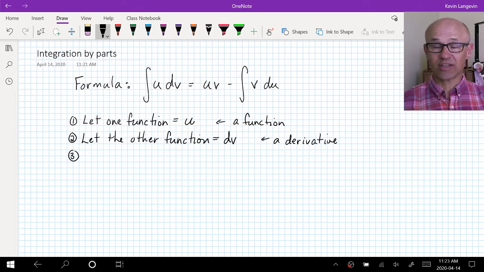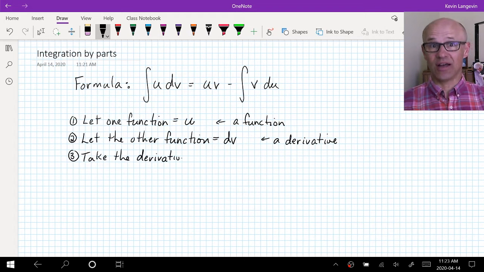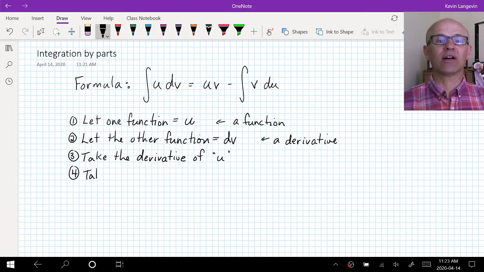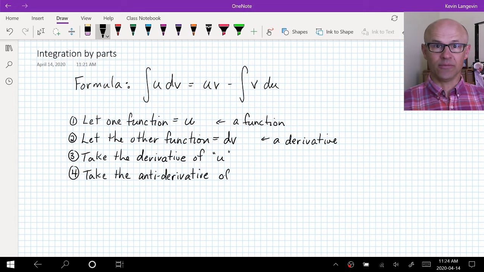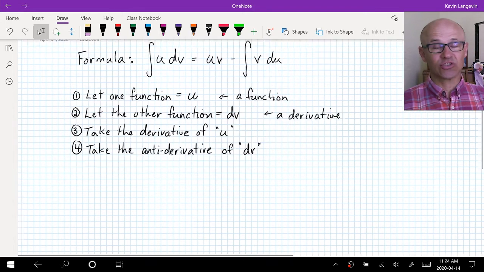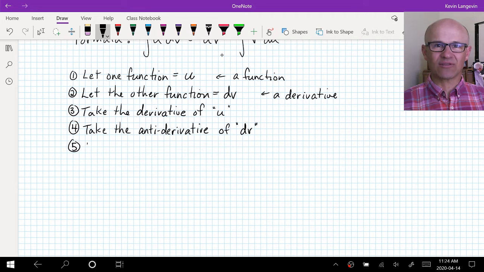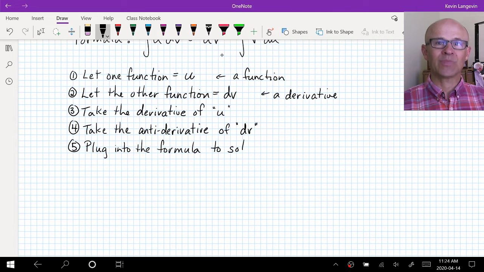One of these we're going to take the derivative of, the other the antiderivative of. These are going to flow into the formula. We'll have one integration to do, hopefully, and then we'll be done. Some of the equations, though, like example 2, we will have to repeat a step. The trick is figuring out which one you want to be the u.